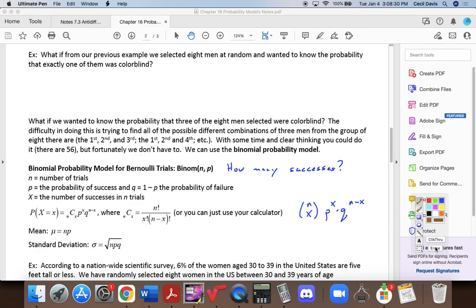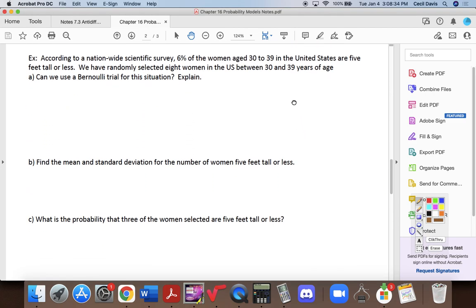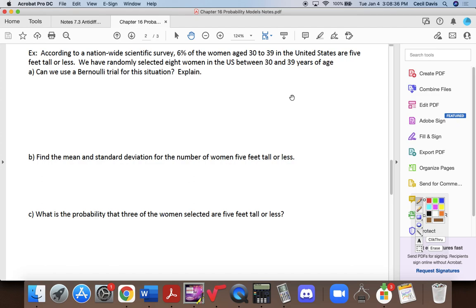So let's look at an example. According to a nationwide survey, I picked on the guys, so I had to find something to pick on women about. 6% of the women aged 30 to 39 in the United States are 5 foot tall or less. Shorties. We have randomly selected 8 women in the U.S. between ages 30 and 39.